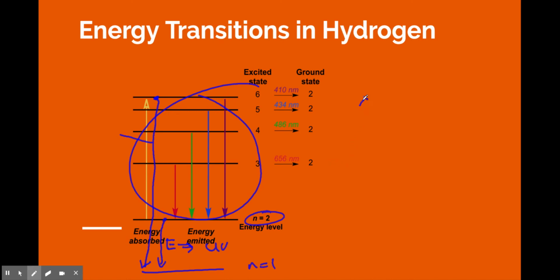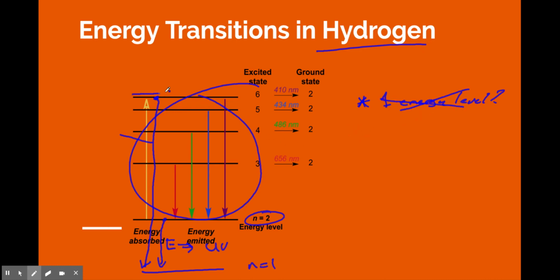Now, we should deal with something right now. There are probably some people scratching their heads saying, wait a second, I thought hydrogen only had one energy level, because that's what we learned in chemistry. So what's going on here? You're saying that there's 2, 3, 4, 5, 6. How many energy levels does hydrogen have? Well, the answer is as many as you want to consider.